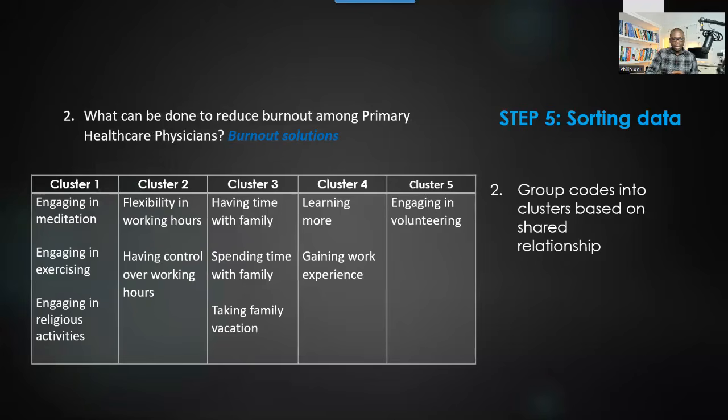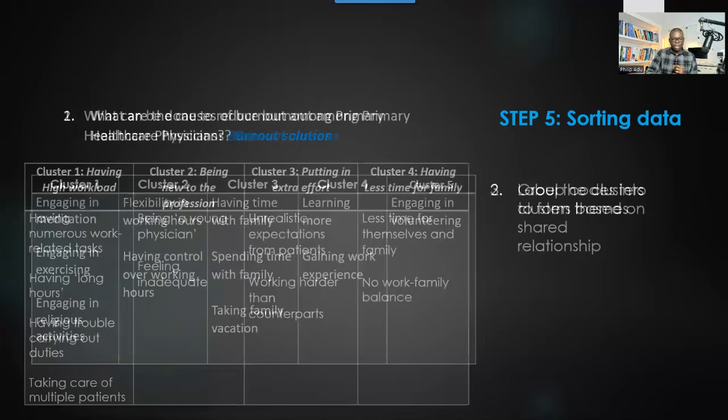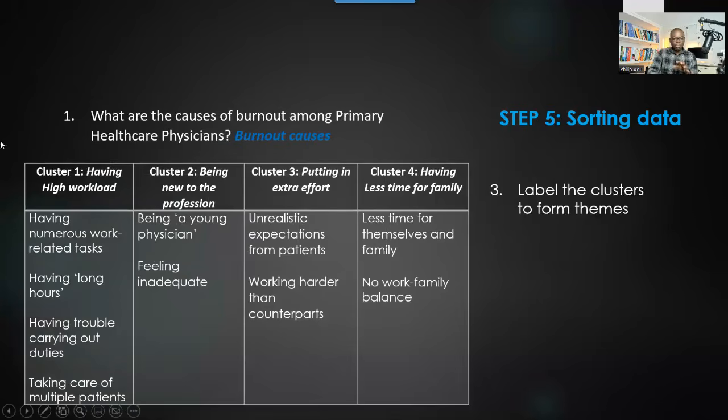See here, I do the same thing for the second research question, group them based on their relationship. And the next one is to label your clusters based on what you have here. What label can best represent all the cluster members, the codes here, and at the same time address your research question? So at the first cluster, having high workload can represent all this information. Being new to the profession can represent all this information. Putting in extra effort can represent all the information.